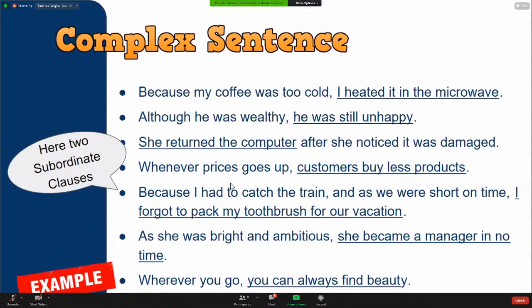Okay. Actually, this fifth example, you can say it's a hybrid sentence, because here also we are using and, which is a coordinating conjunction. For, so is also there. For, yeah, because is also there. So you can say the first half of the sentence is like a compound sentence, and the last part of the sentence is like a complex. The first part is: I had to catch the train, and as we were short on time. That is a compound sentence. If I cut this part, it is a compound. But if I see the overall sentence, because I had added that, it becomes complex.